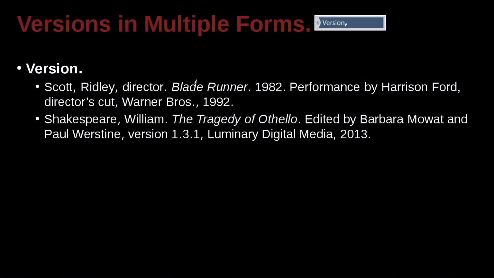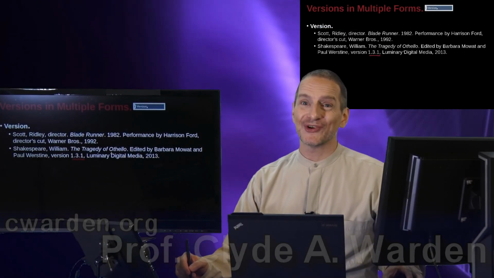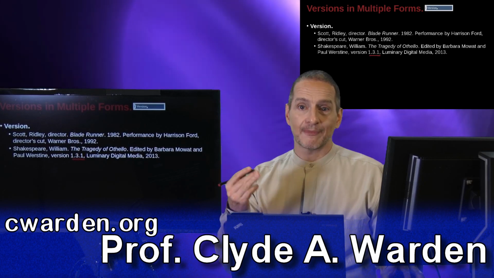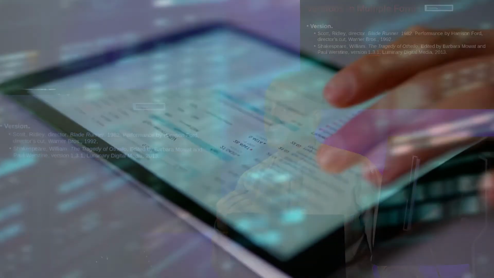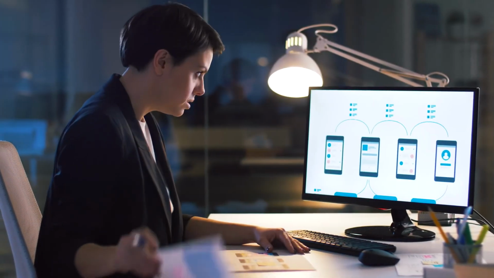This is like those classic books, like the Bible we were just talking about. Only here we know it's William Shakespeare. So Shakespeare, last name first, first name last. The Tragedy of Othello. So this is the name of the play in this case. And it's in a book, so it's edited by Barbara Mowat and Paul Werstein. And the version is 1.3.1. So that's a very specific version. Luminary Digital Media 2013. So that's a nice little example of a very specific version number. Software, for example, very often has a version number. If you were to cite software, you would want to have the version number just like that.